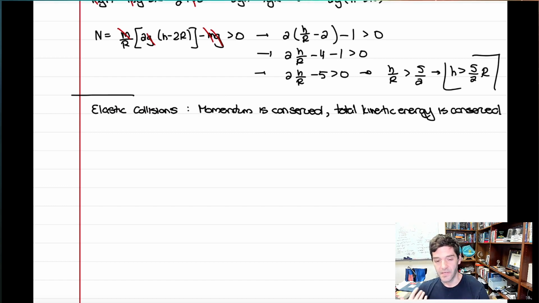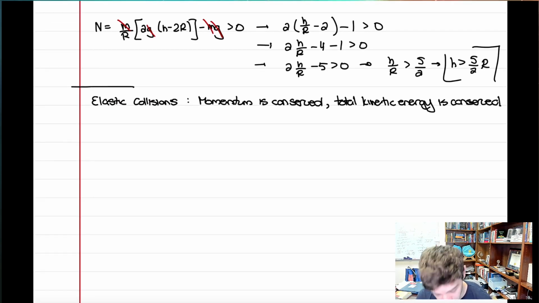So that is the conceptual idea. How might you solve for elastic collisions? How might you solve the equations? It's actually not too bad, but the algebra is a little hairy.